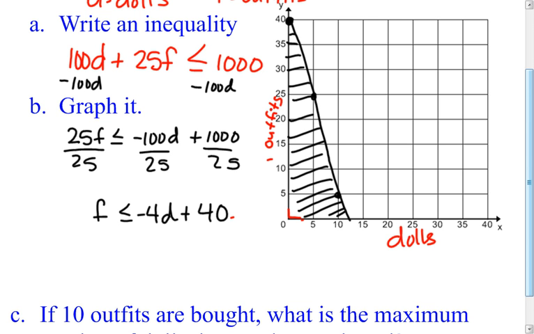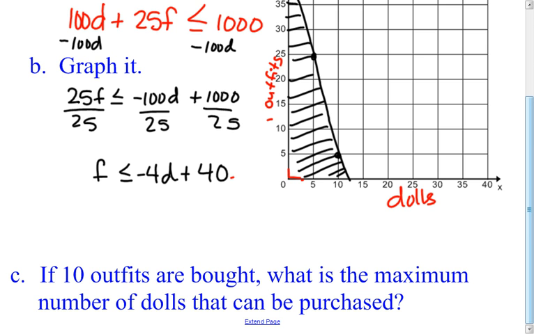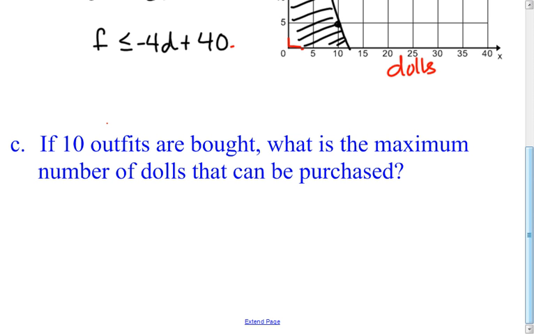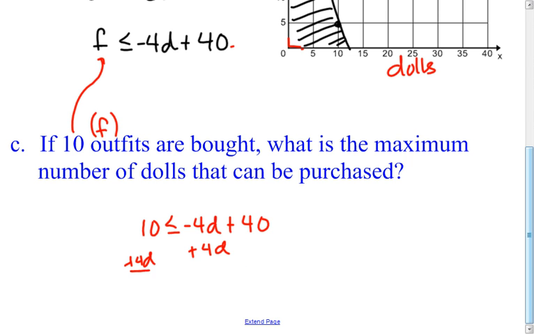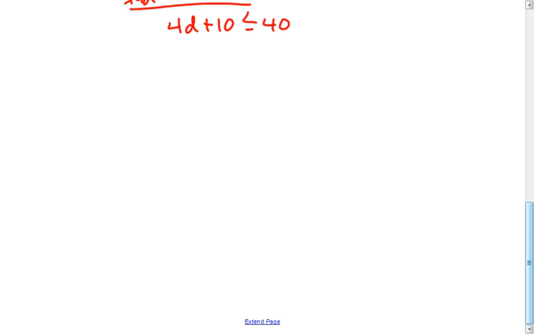So the question is this. If 10 outfits are bought, what is the maximum number of dolls that can be purchased? So remember that outfits was our F, and so I'm going to plug 10 in for F. So 10 is less than or equal to negative 4d plus 40. And I am going to add this 4d over here. So I'll have 4d plus 10 is less than or equal to 40.